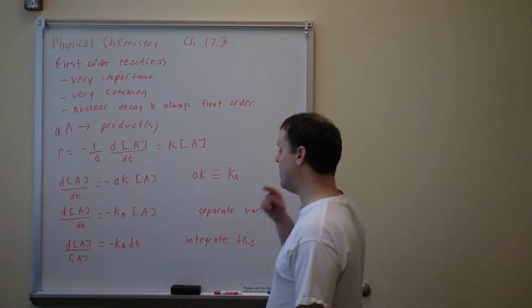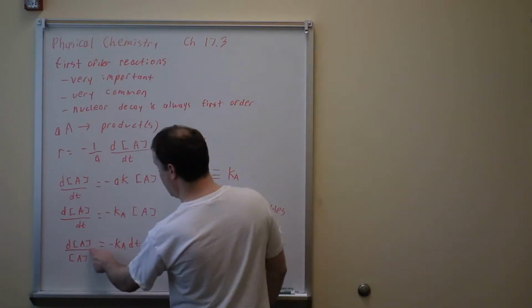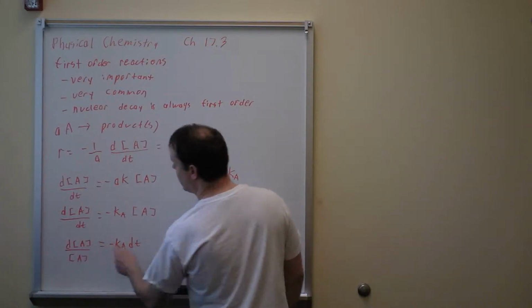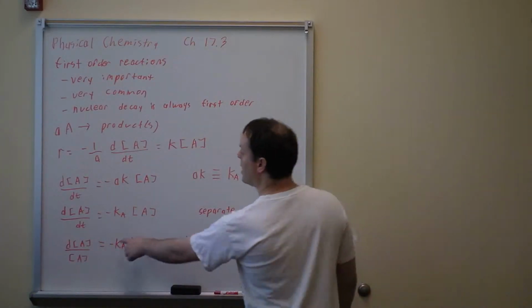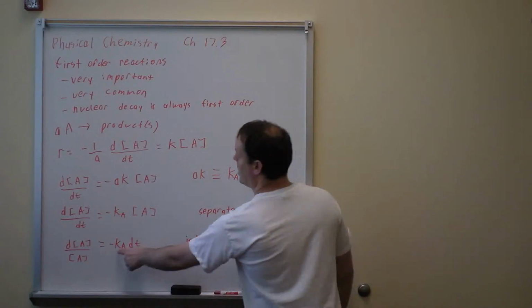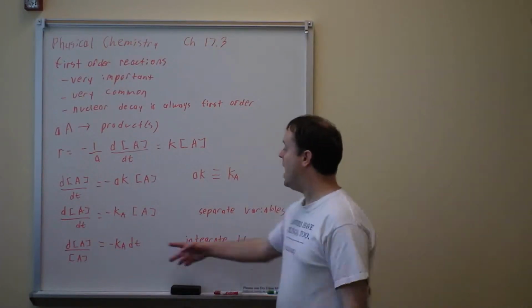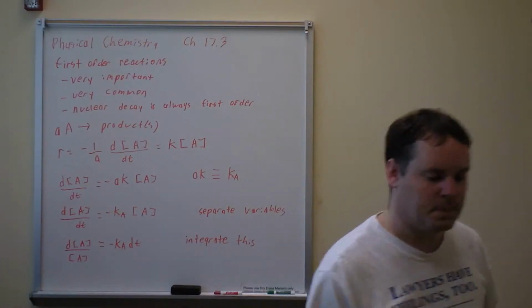Now we want to separate the variables, so we're going to get A on the left and everything else on the right. So we have 1 over the concentration of A times the differential of the concentration of A, and that's equal to minus the rate constant for A times the differential of time. Now we can integrate this.